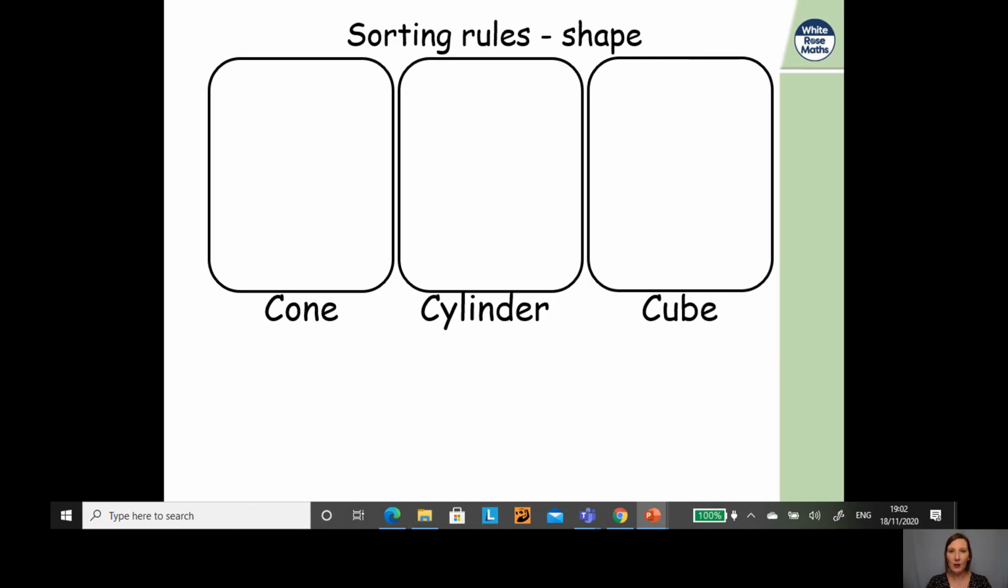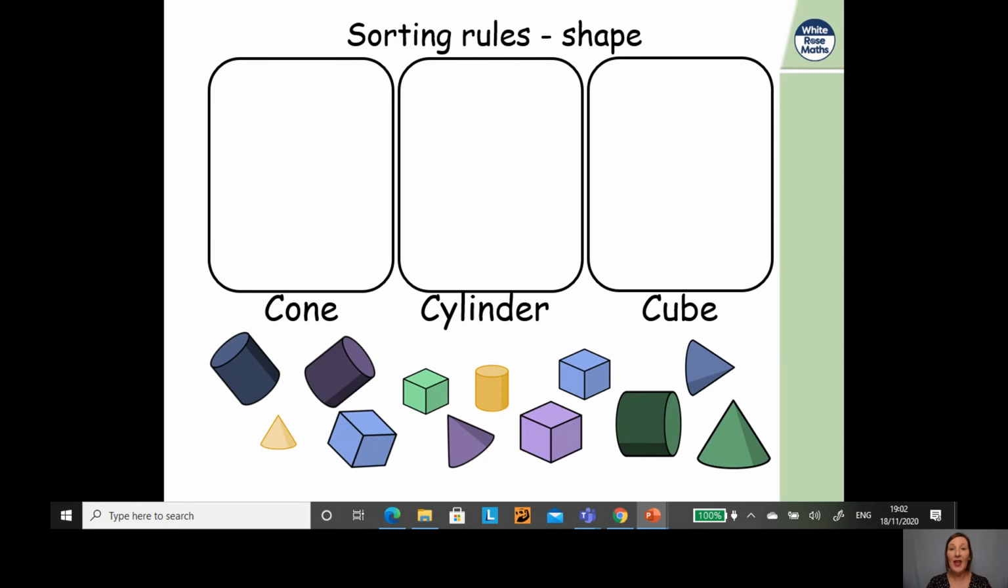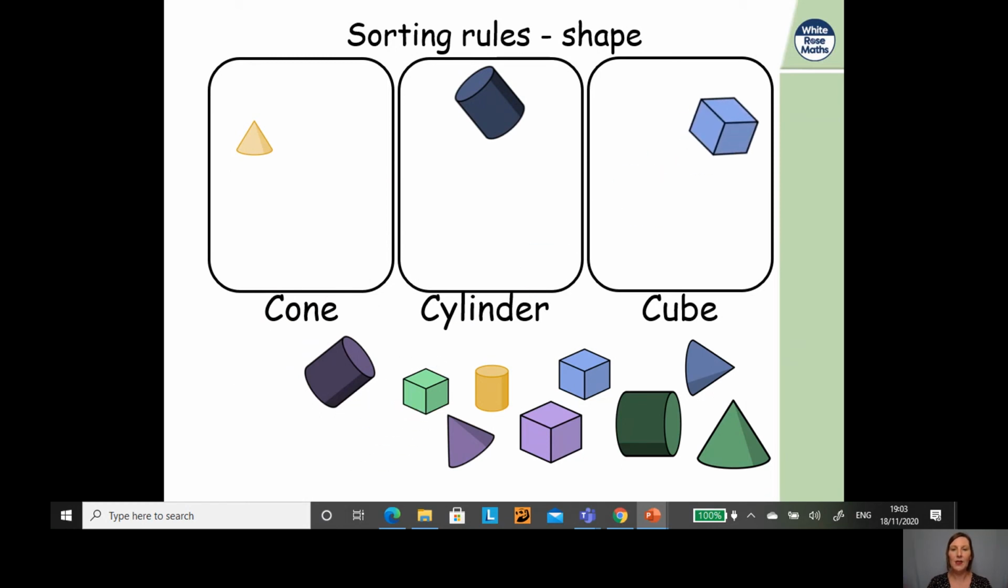First, we're going to sort our shapes by cone, cylinder, and cube. Here are our shapes. Let's have a look. The cone is in this one. The cylinder goes in this one. And the cube goes into this one. There are lots of shapes there, isn't there? Should we sort them together?